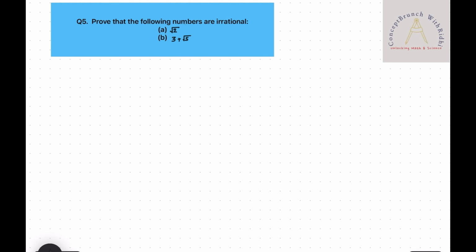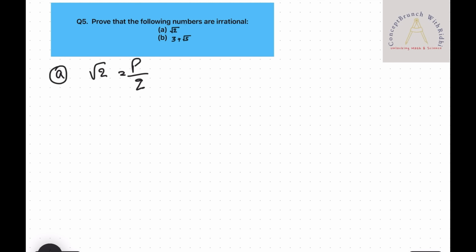So this is the fifth question. The first question here: we have to prove that root 2 is irrational. For that we'll make the opposite assumption. We'll assume root 2 is rational. Since it's rational, we can write it in the p by q form, where p and q are integers, q is not equal to 0, and p and q are co-prime numbers. It means p and q have no common factor other than 1.